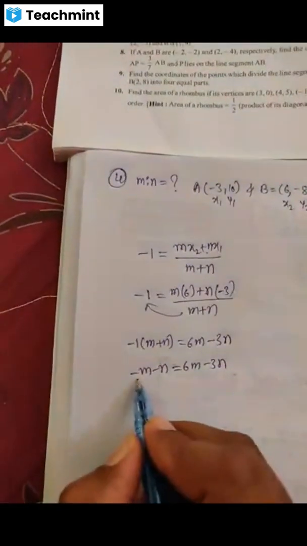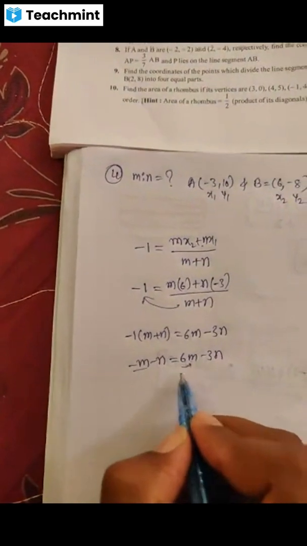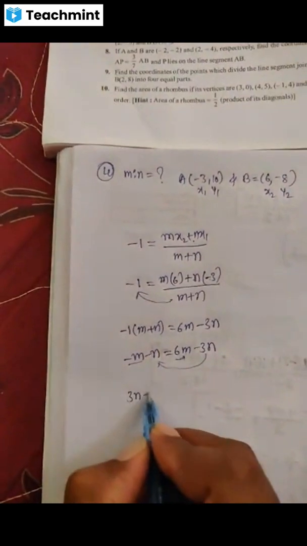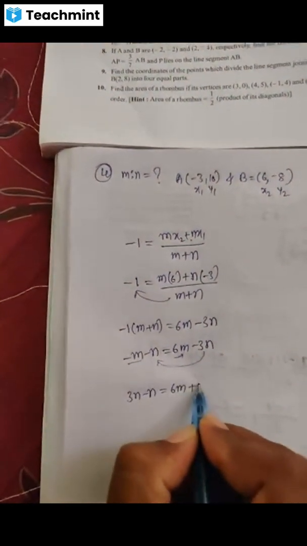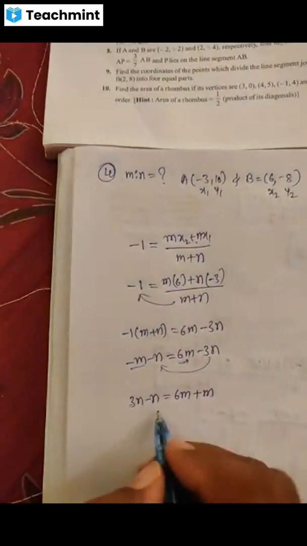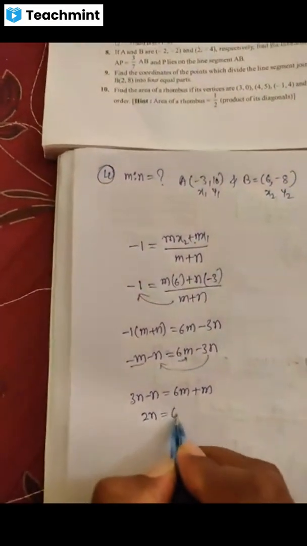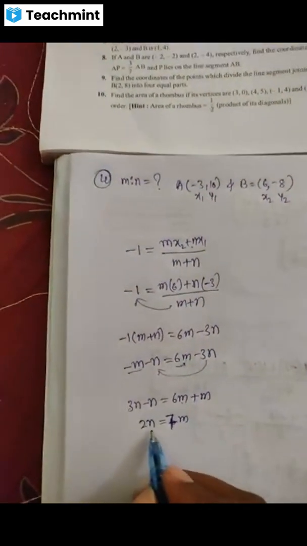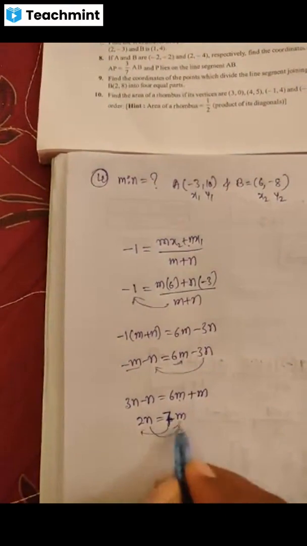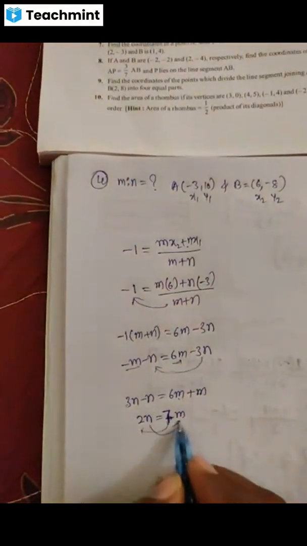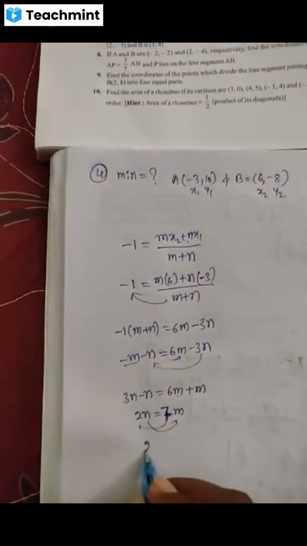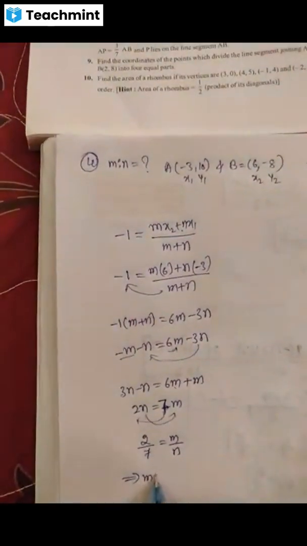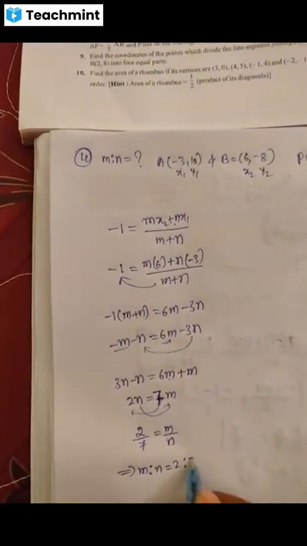Bring this minus m to this side, and this 3n to this side. 3n minus n is equal to 6m plus m. So 2n is equal to 7m. Bring the number to this side and the variable to the right side. That becomes 2 divided by 7 is equal to m divided by n, or you may write m is to n is equal to 2 is to 7.